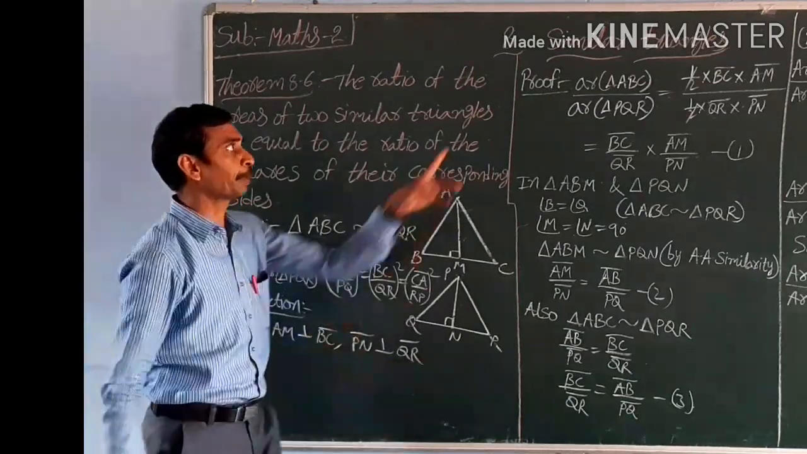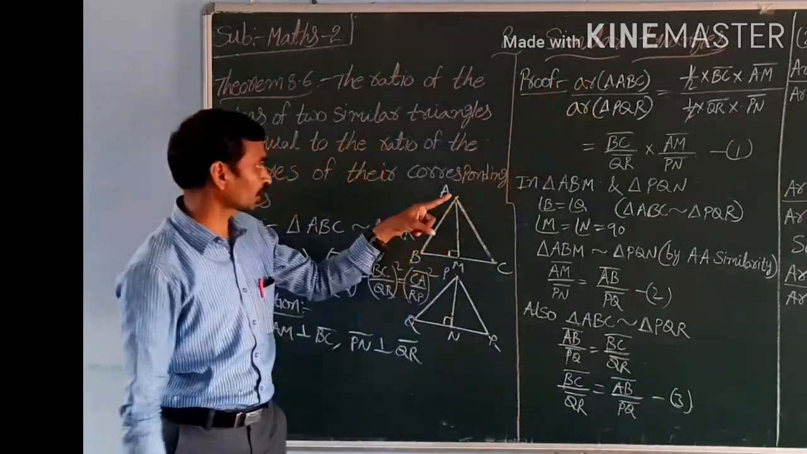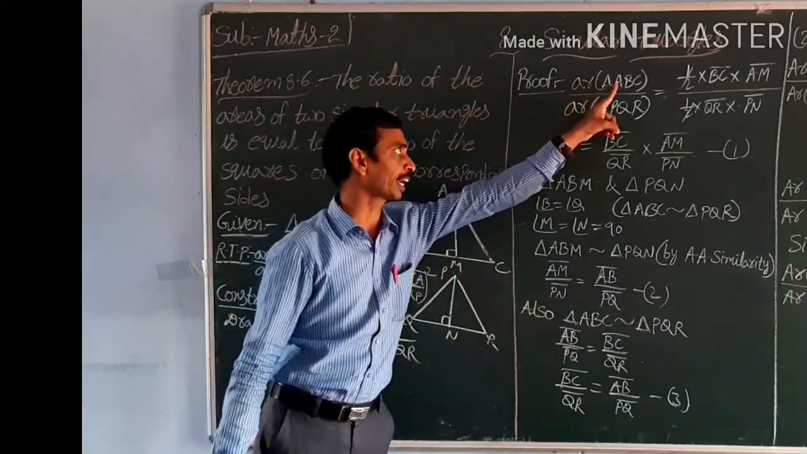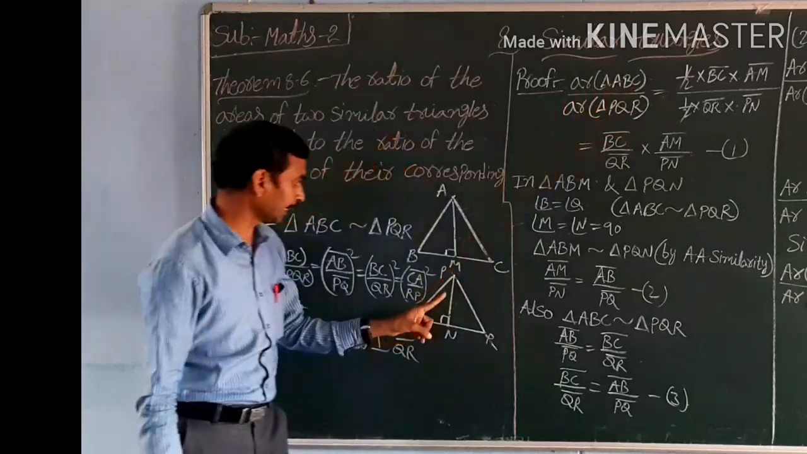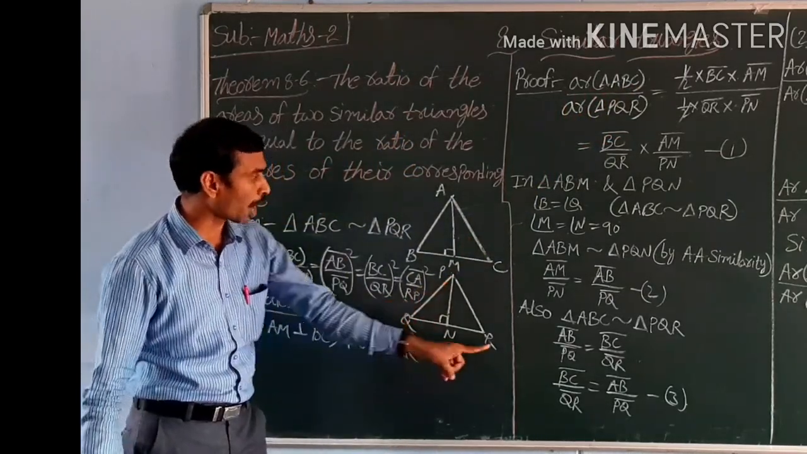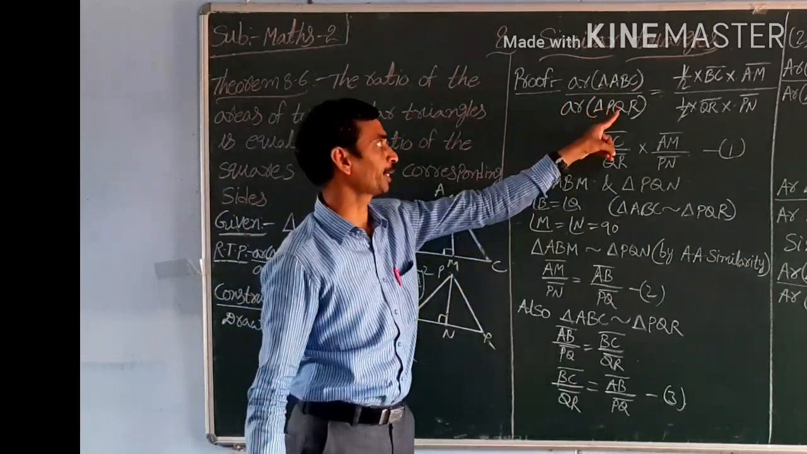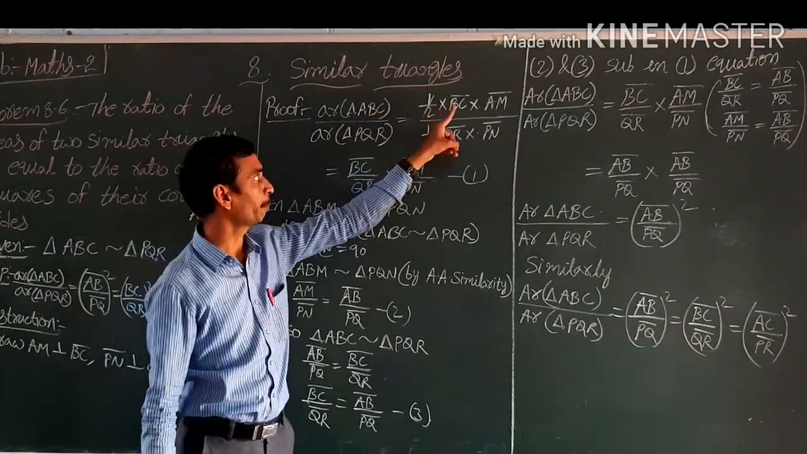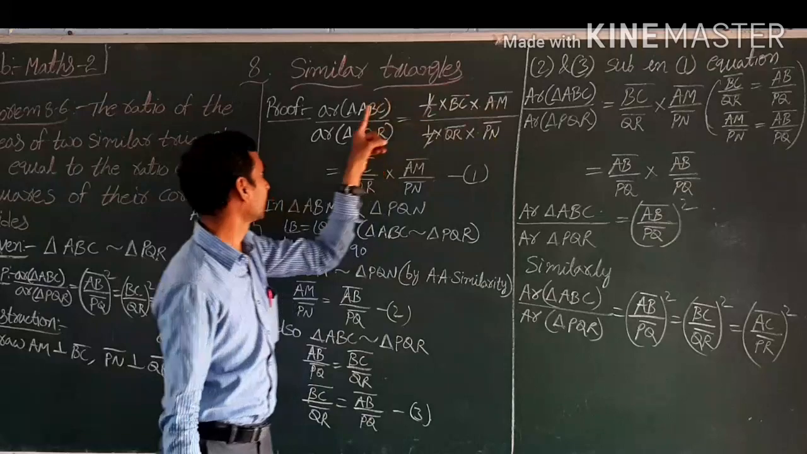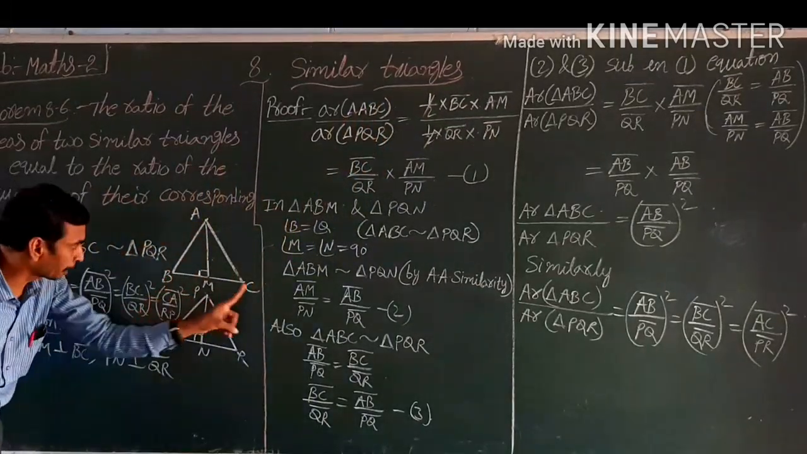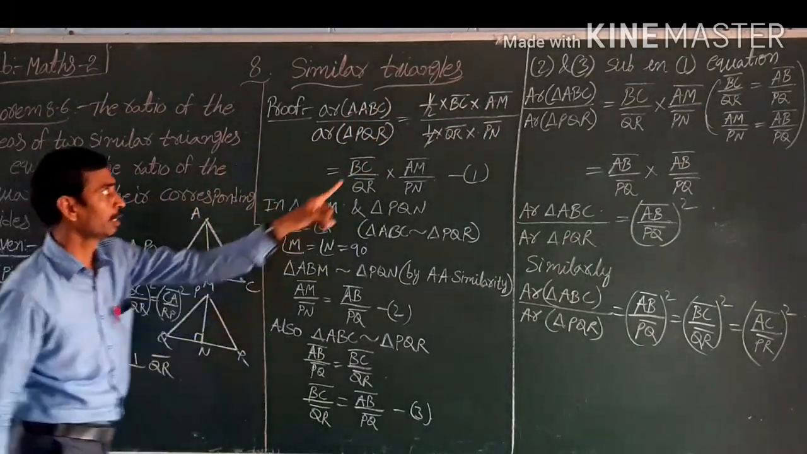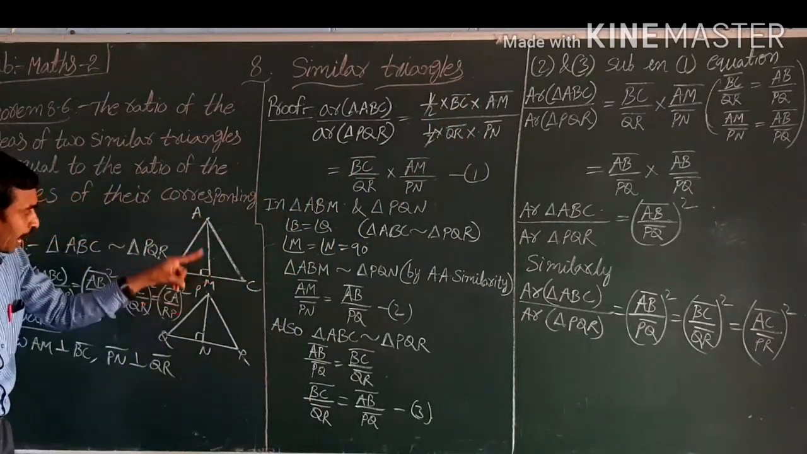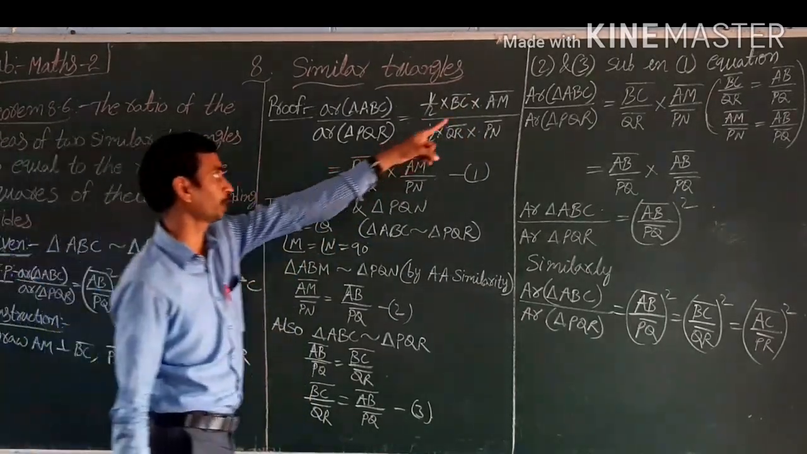After that we can prove. First triangle ABC, area of triangle ABC by the second triangle, area of triangle PQR, is equal to, by the triangle area formula, half into base into height. Here, half. Here we take BC as the base and the height is AM. AM we are taking as height. Height we call the altitude.